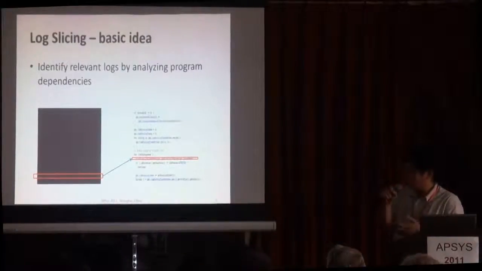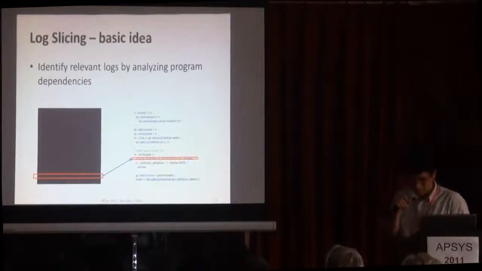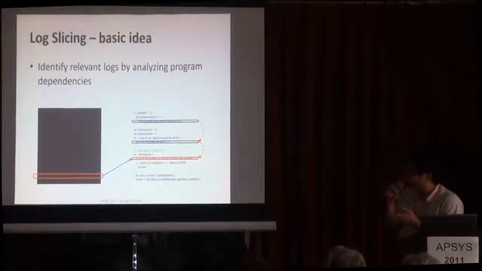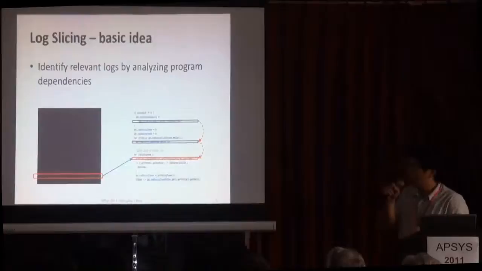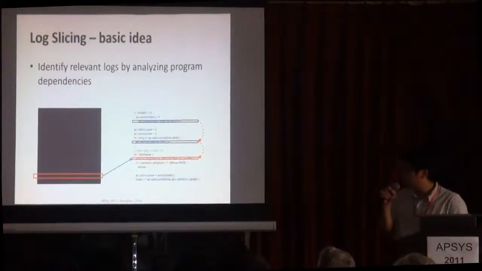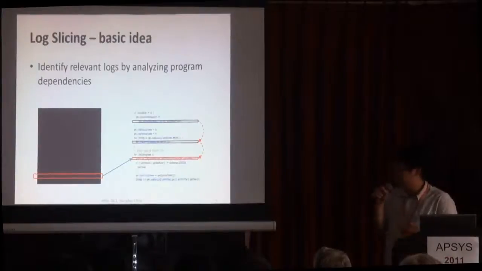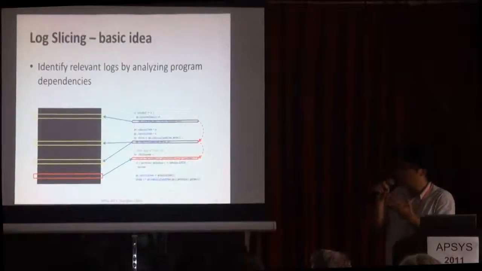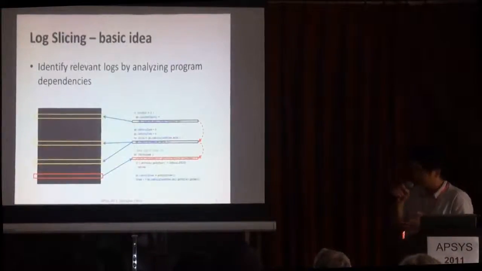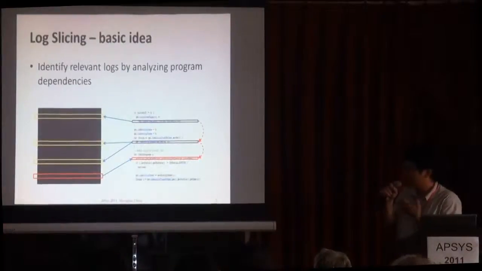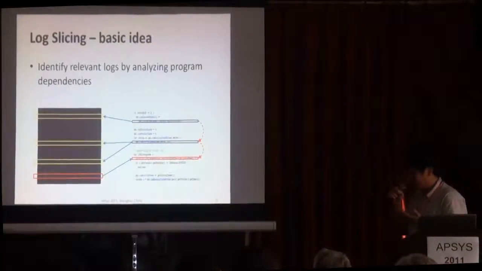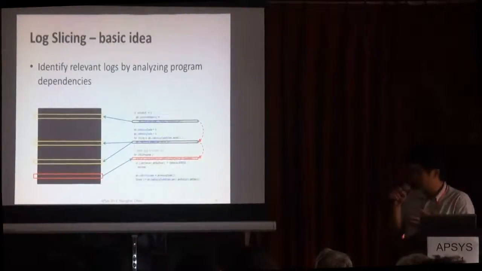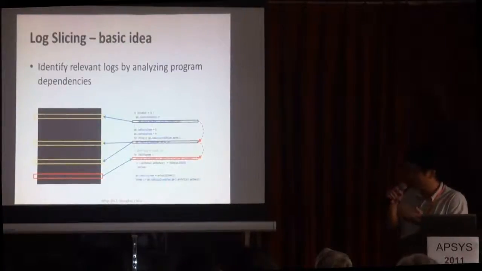Based on this statement, we use some analysis techniques to find a group of statements which may or actually affect the value printed at this logging statement. We call this set of statements a slice. Based on this slice, we will find a group of relevant logging statements that will print another group of logs. We call these logs relevant logs. Here we say that this group of logs can probably reveal how the program state becomes erroneous and eventually causes a bug. And let's see why we can do this.